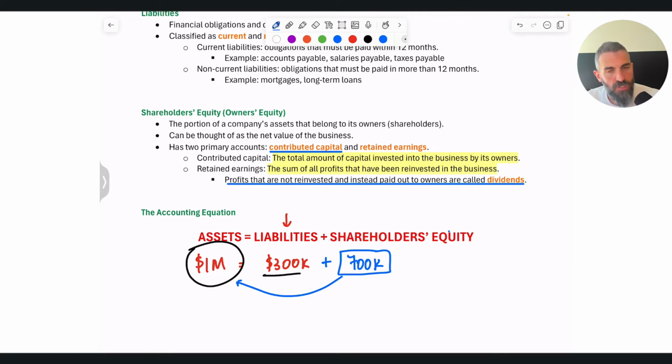And that should just make sense. Don't overthink it. The more money I take out of my company, the less my company is worth. That's logical, right? So that's the link here. Dividends are profits that we're not reinvesting into the business.